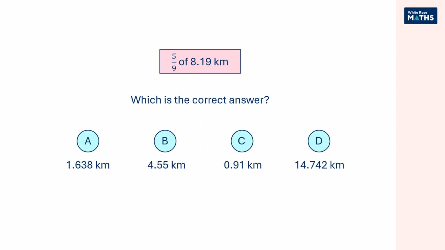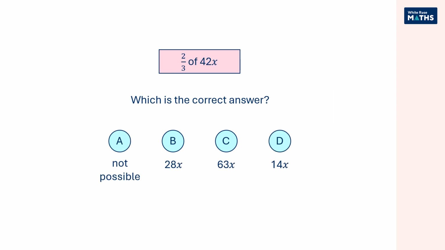Next part, 5/9 of 8.19. So that's going to be 8.19 divided by 9. If it's 81.9 for a second, that will be 9.1. So that's going to be hopefully 0.91, and then 0.91 times it by 5. I'm guessing it's going to be option B, because that sounds about right. Because that's slightly more than half of that. Okay, yes, well done.